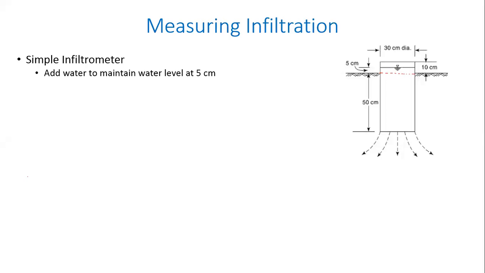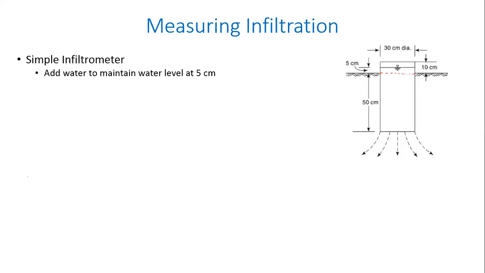So you keep adding water to maintain the water level at 5 centimeters. Initially, naturally, since the soil is relatively dry, you have to keep adding water frequently, right? So let us say every 5 minutes you add 20 milliliters of water or 50 milliliters of water or whatever it is. So for example, if every 5 minutes I'm adding 50 ml of water, then my infiltration rate is 50 ml per 5 minutes, right?